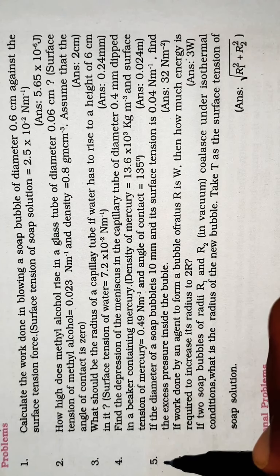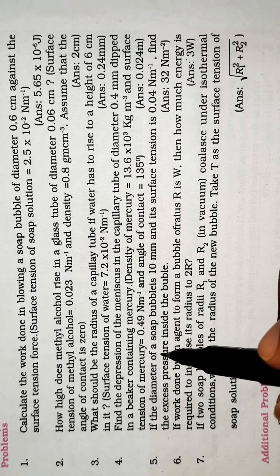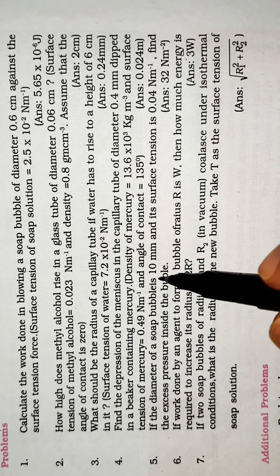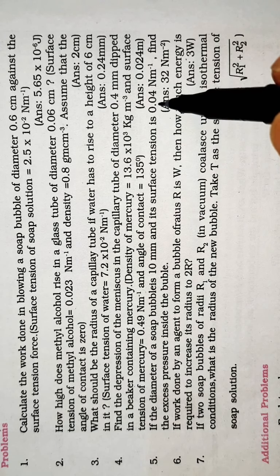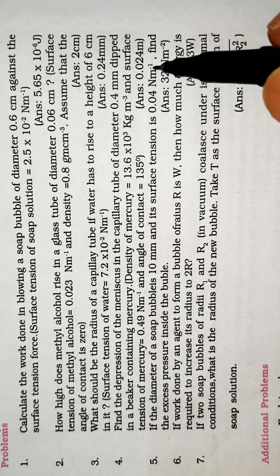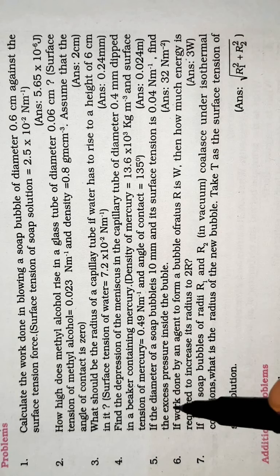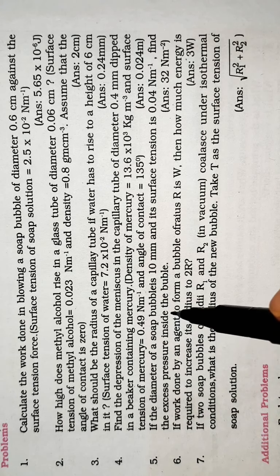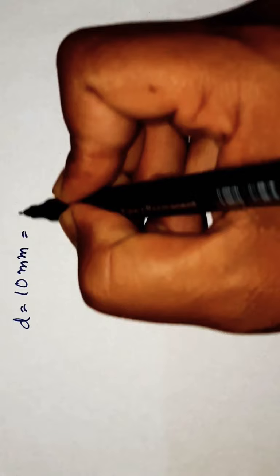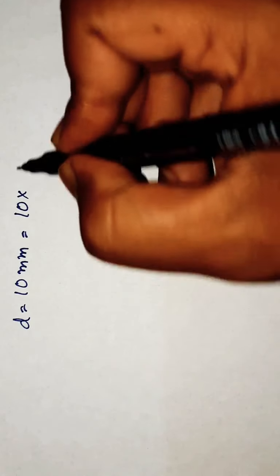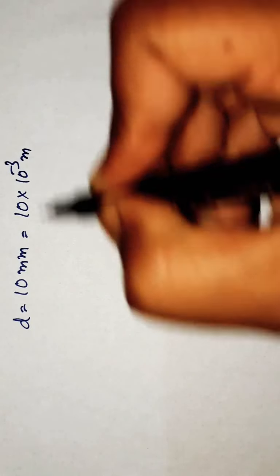See the fifth problem. If the diameter of a soap bubble is 10 millimeter and its surface tension is 0.04 Newton per meter, find the excess pressure inside the bubble. In this problem, the diameter of the soap bubble is given. So d is equal to 10 millimeter. So that is 10 into 1 milli is equal to 10 to the power minus 3 meter.